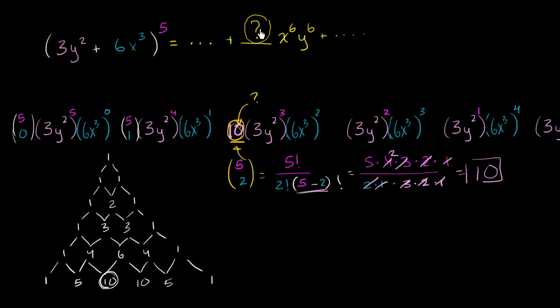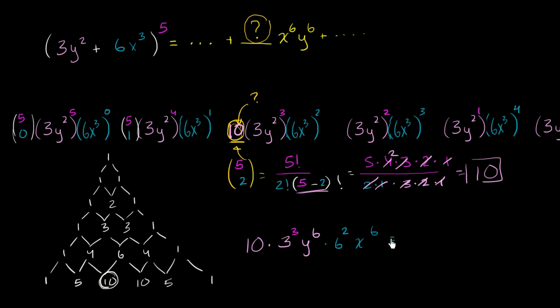But now let's try to answer our original question. What is this going to be? What are we multiplying times x to the sixth, y to the sixth? And now we just have to essentially rewrite this expression. So it's going to be 10 times 3 to the third power, times y squared to the third power, which is y to the sixth power, times 6 squared, times x to the third squared, which is x to the 3 times 2, or x to the sixth.